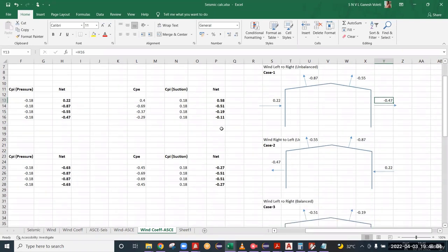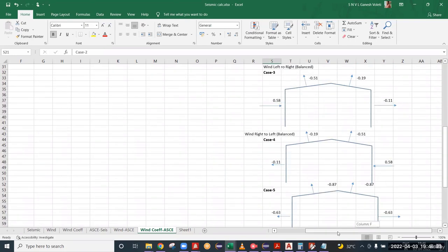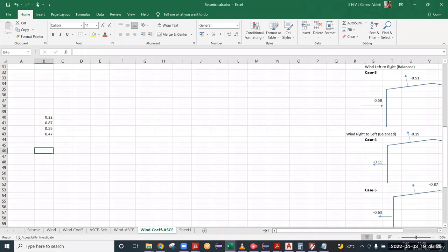The same thing I'm taking here. Okay. The second case is reverse to the first case. If you see here, it is acting left. It is also acting left. So these two values become negative in the second case. So minus 0.47. The Y value becomes positive only, because they will be acting upwards anyway. 0.87, minus 0.22.